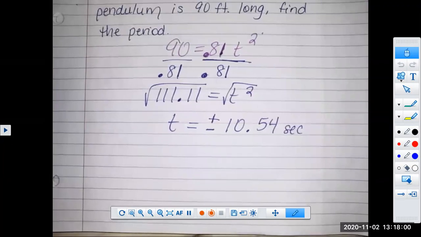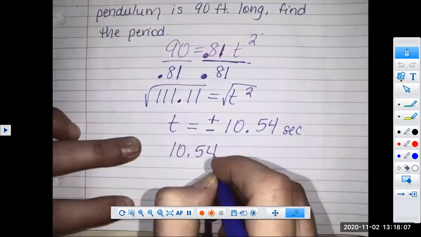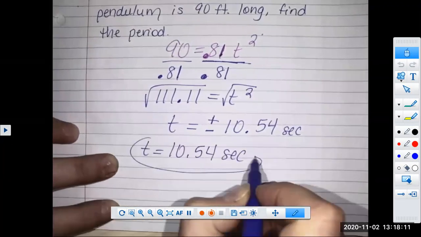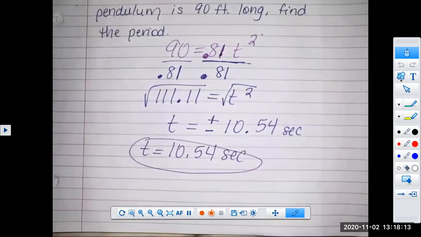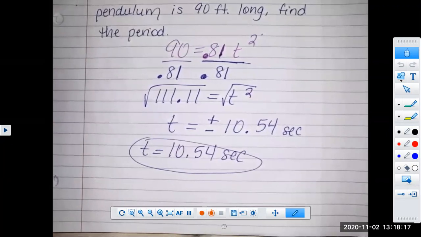Tell me, what is your only answer though? Good. Why? Good. The only answer is the positive 10.54 seconds. Can't have negative time. Sometimes we wish we could go back in time. We wish we could take away 2020.